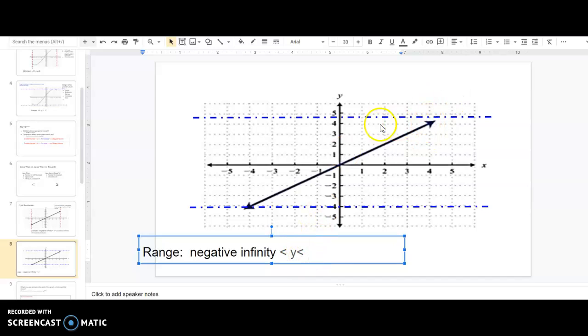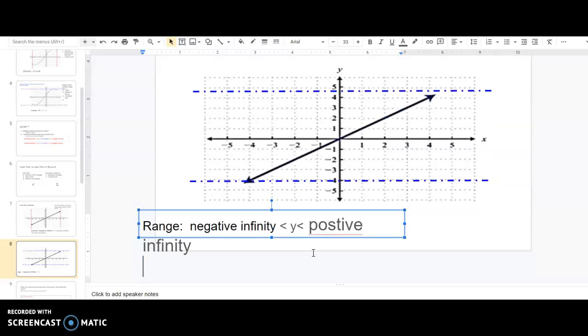And then if you go to the top, it's going to keep going up, so that's positive infinity. But we don't write it like that. We are going to write it as all real numbers. All real numbers. So the range on this one is all real numbers.